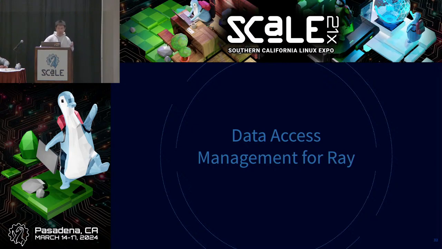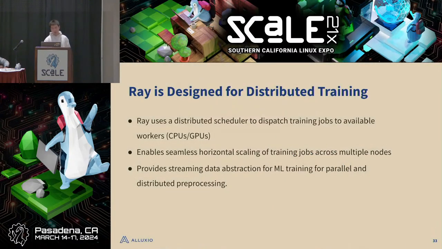And here we want to give you another example of integrating it with Ray. Before we jump into the experimental results, I want to give you a quick idea about what Ray is. Ray itself is gaining popularity in the machine learning domain. It is designed mainly for distributed training and distributed compute. It uses a distributed scheduler to dispatch training jobs to available workers. There could be CPU, there could be GPU.